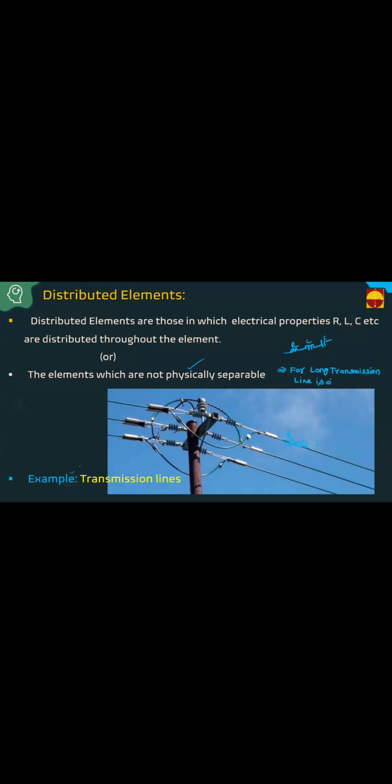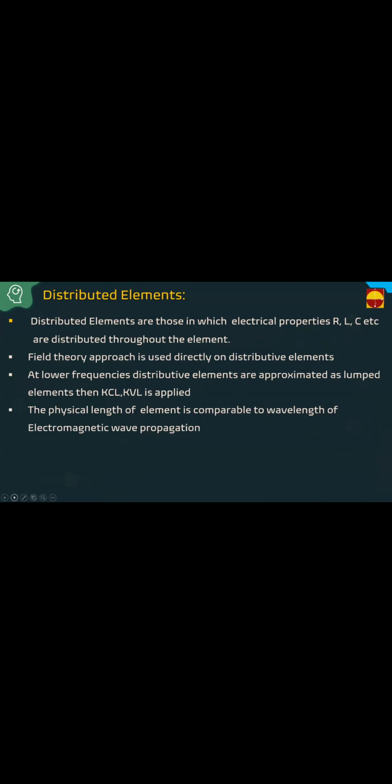Line is a distributed model. Okay, this is about what exactly distributed means. There is no separate inductance, resistor, and the values are not physically separate. Distributed elements are those in which the electrical properties R, L, C are distributed throughout the element.